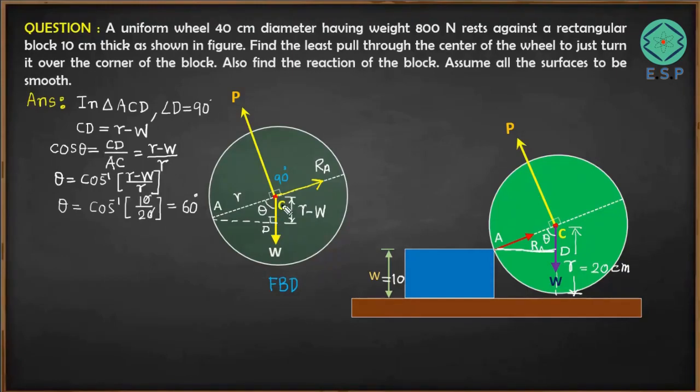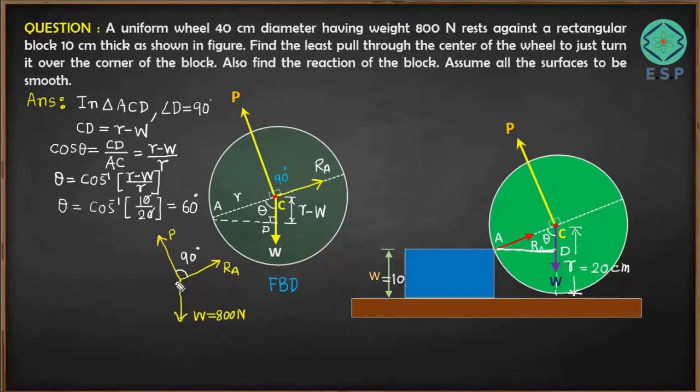So if this angle is 60 degrees, friends, so this another angle is going to be, what I'll do, I'll draw this figure separately so that you can easily understand. So in this situation, if you look at here, this is going to be P, friends, the pull. This is going to be RA, okay, and this is going to be the weight, as you know. So weight is given as 800 newtons.